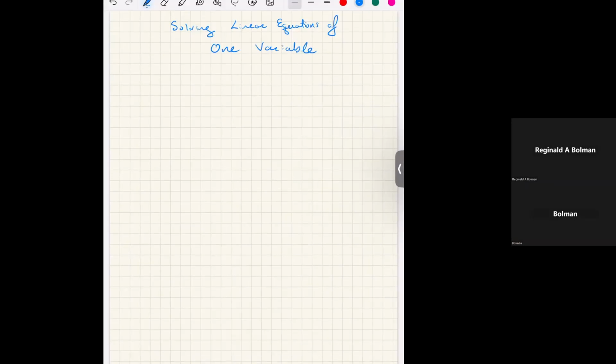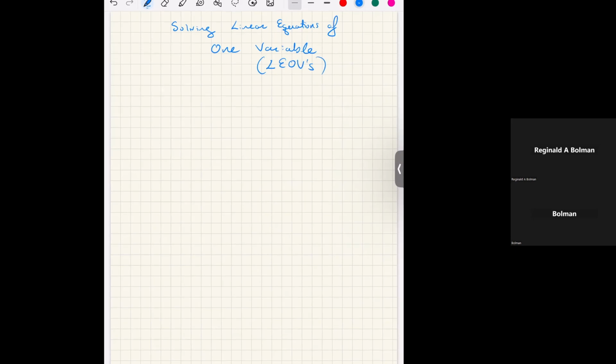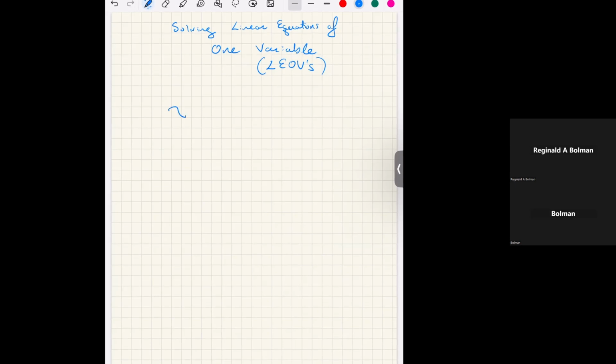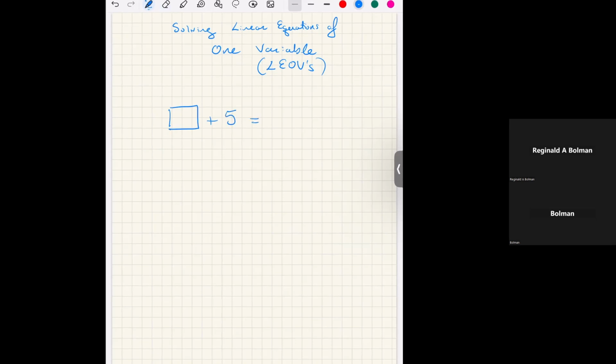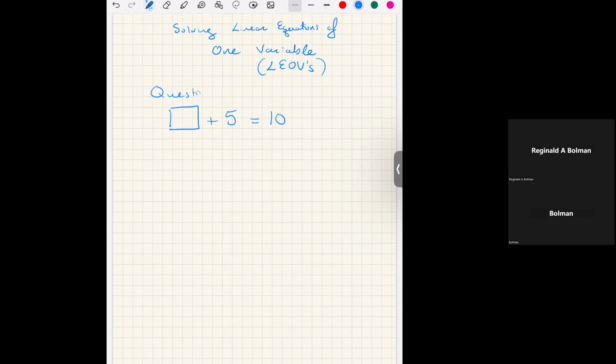You'll often hear me refer to linear equations of one variable as LEOVs. LEOVs are special types of linear equations that are the most basic linear equations that you are dealing with in a given algebra class. If you recall back to your 5th grade class or your 4th grade class, at some point in your life, if you took an American public education, you would have encountered a problem where you've got a box plus a number is equal to something else. And you'll often be asked the question, what goes in the box?